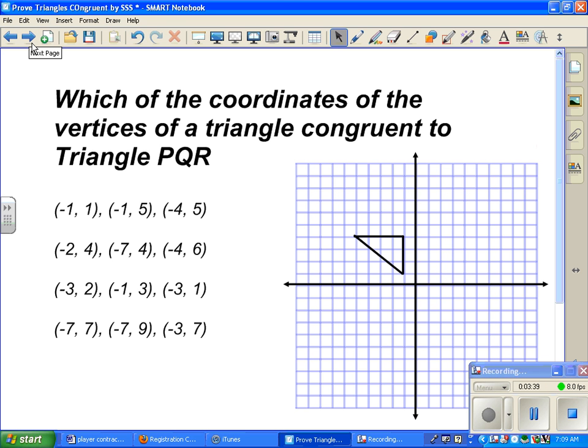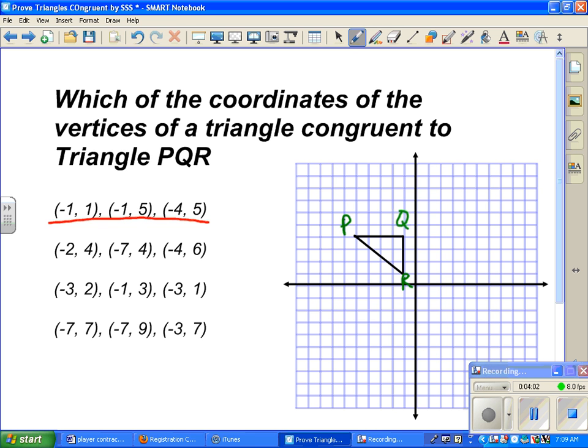Next example. Which of the coordinates of the vertices of the triangle are congruent to triangle PQR? And I didn't put these in here. I believe it goes PQR. Okay? Well, let's take a look at this. We can graph, we can use the distance formula. I would say let's go ahead and graph and take a look at what we're seeing here first.